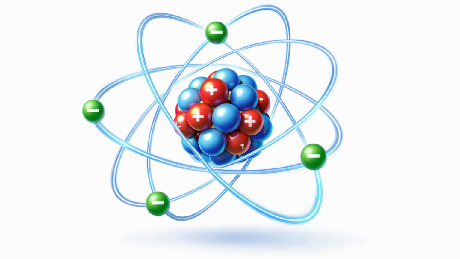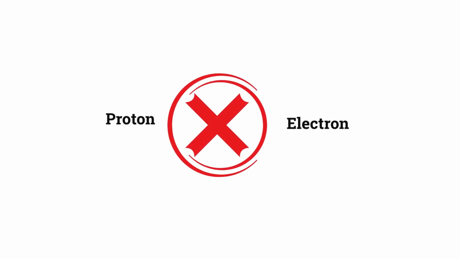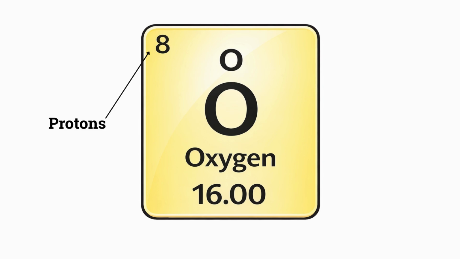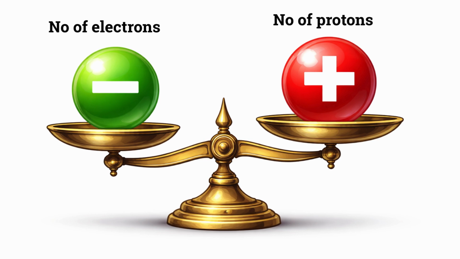Why are atoms neutral? Protons have a positive charge and electrons have a negative charge. In a neutral atom, the number of protons equals the number of electrons. That means the positive and the negative charges cancel out. For example, if an atom has 8 protons, it will also have 8 electrons. This implies that positive and negative charges balance, so the atom is neutral.